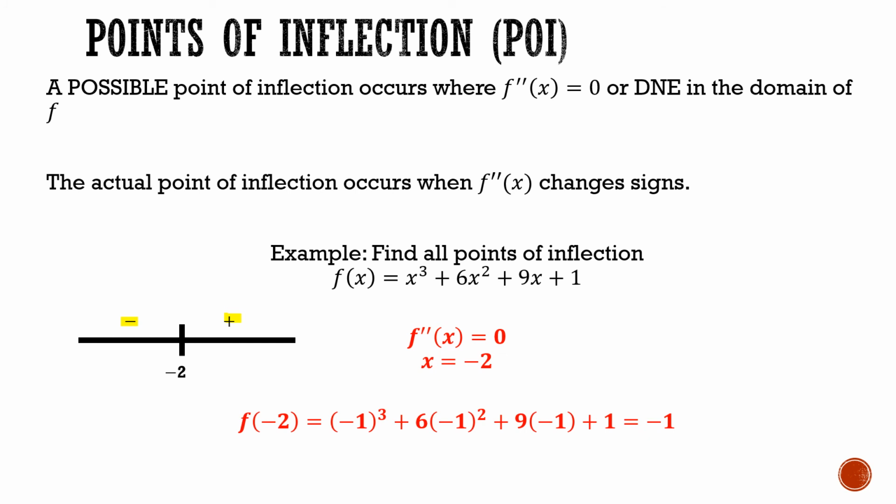Now, to find the actual point of inflection, understand the word, it says point of inflection. You must have a point. So to find the y value of that point, you need to plug negative 2 into your original function. When I do that, I get negative 1, and so my point of inflection is negative 2, negative 1.